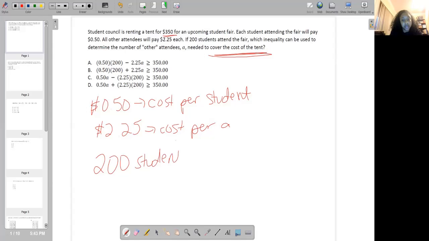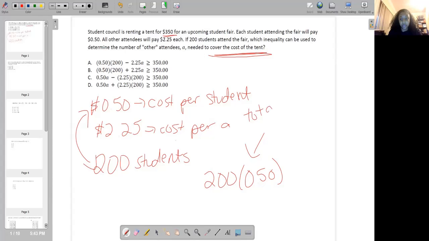So if we take all that information, first, let's compare these two, right? We know how many students are going to be at this fair, and we know how much it costs for each of them to go to the fair. So if we take 200 and multiply it by 50 cents, this is going to tell us the total amount for students, right? The total amount we got when the students came. So if we look, the only two answer choices that match something like this are A and B. So we can cross out C and D.